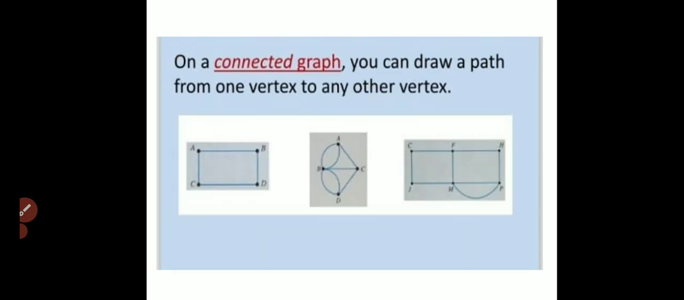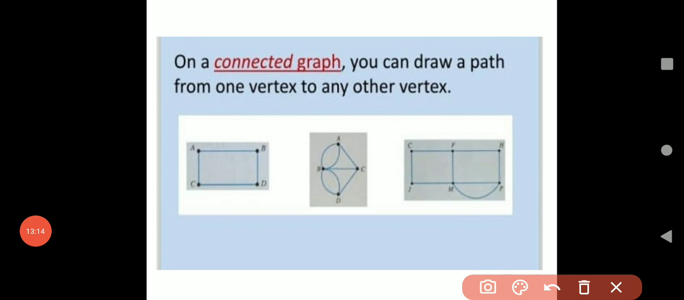Next, this is the definition for a connected graph. In a connected graph, you have a path from one vertex to any other vertex. Then only that graph is known as a connected graph. Here we have some examples. The first one is a connected graph, and the second one is also connected, the third one also connected. Here if you take any 2 points, there exists a path.